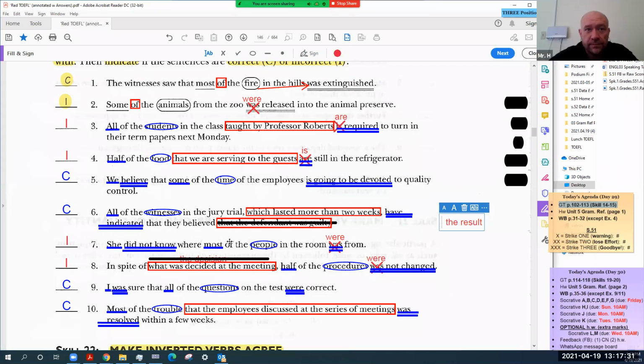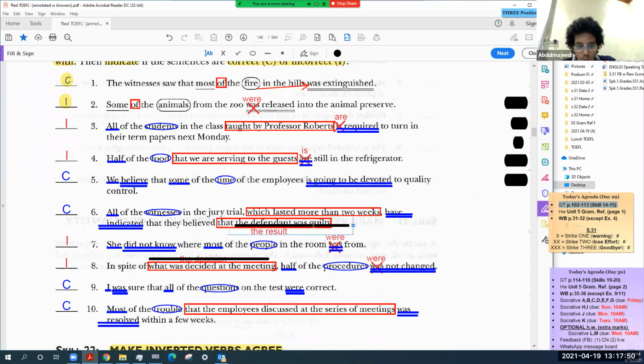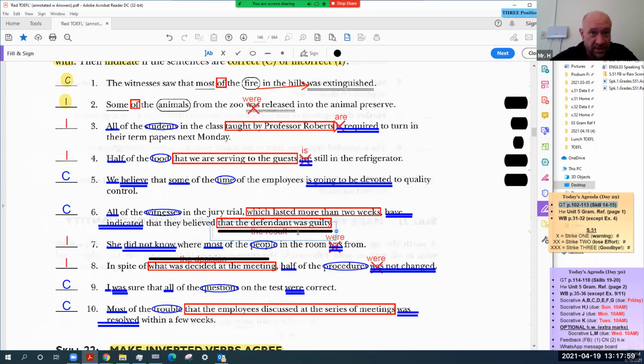This is a noun, right? What is the result? Well, the result is that the defendant was guilty. They believed the result. This is just a noun. You believe something, right? They believed the result. Okay. And what is the result? Well, the result is that the defendant was guilty. This is the result. So it's a noun clause. Okay.